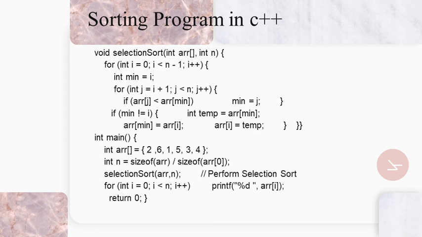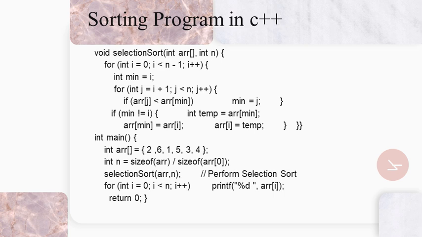Here we have the program for selection sort. In the main function, we have an array of size 6, so the values are initialized at declaration. We take the size of the array and store it in the variable n, and then call the function selectionSort, where the array and the size of the array are passed as arguments.